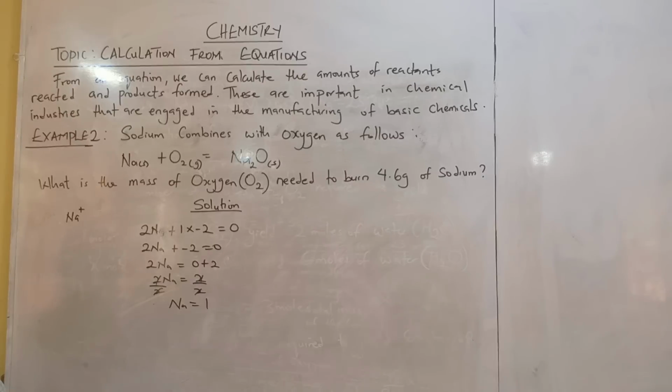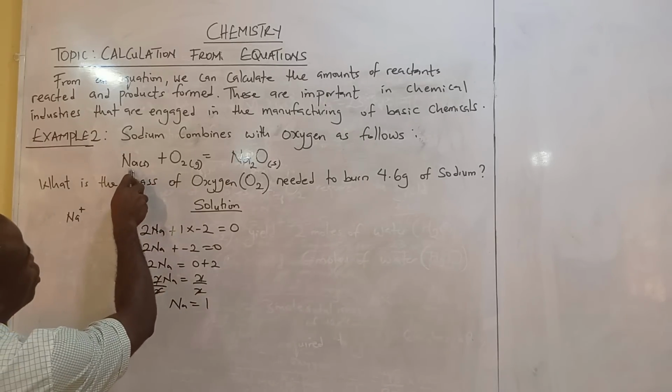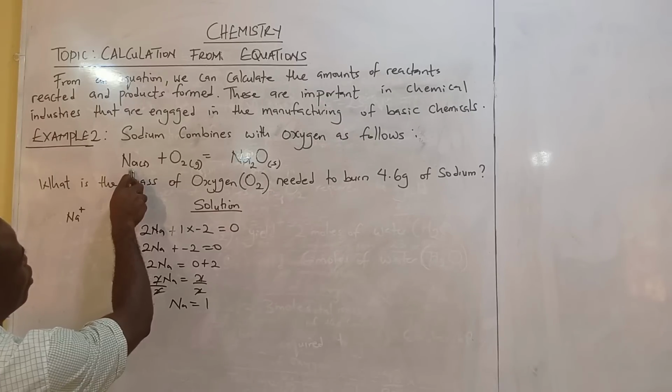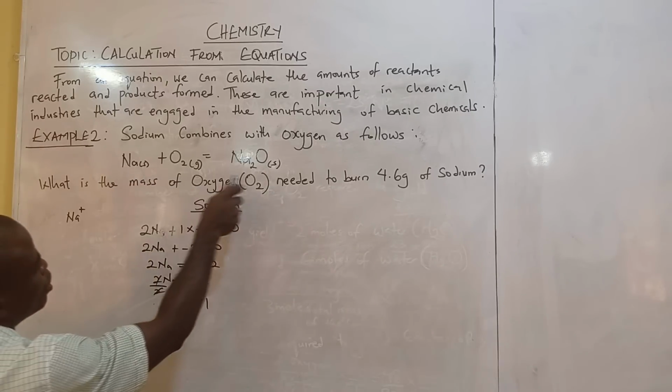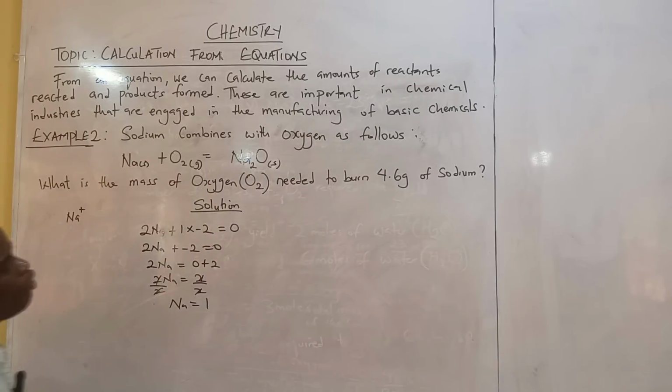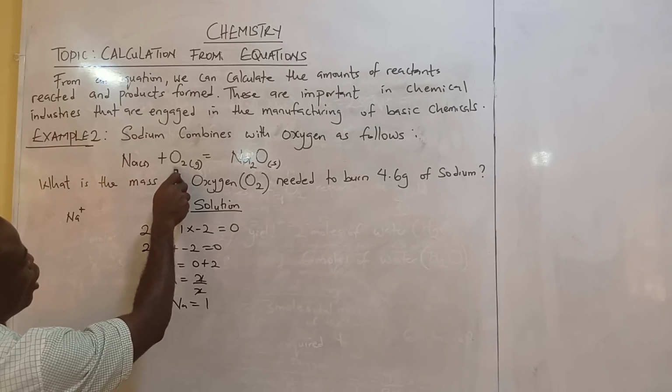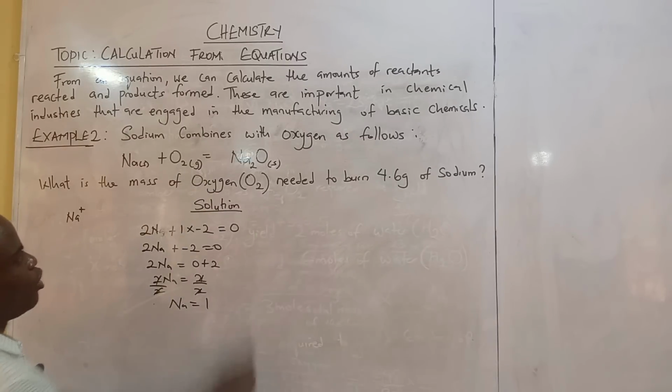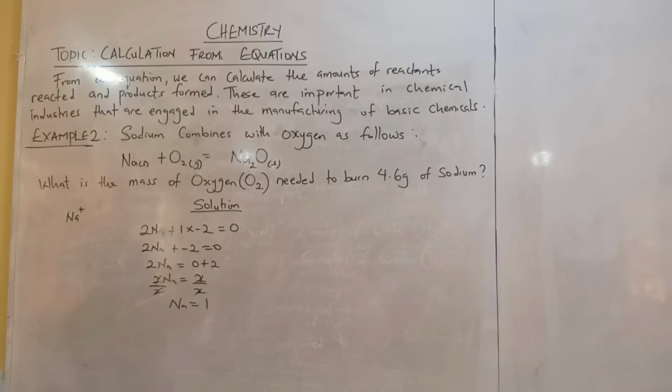Okay, now what we need to do is balance this equation. You can see that we have 1 atom of sodium here and 2 atoms of sodium here, and we need to balance it. Okay, how do we do that? You see that you're having 2 atoms of oxygen here. We're having 1 atom of oxygen here.